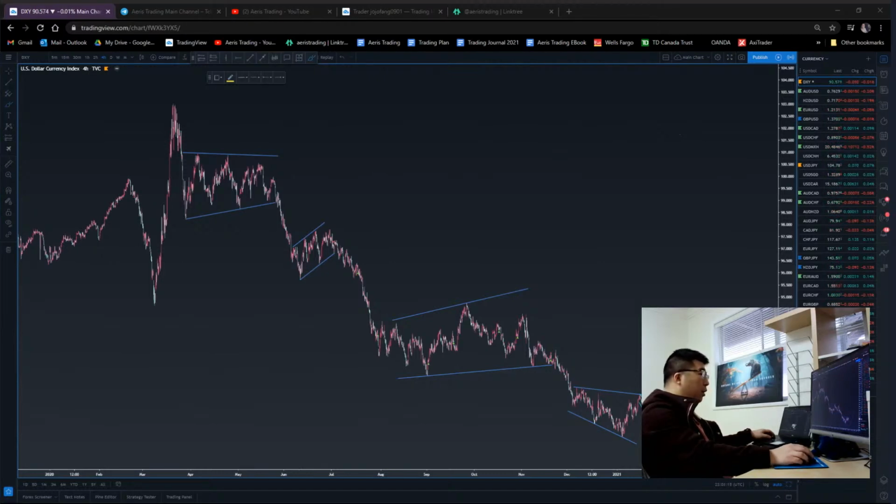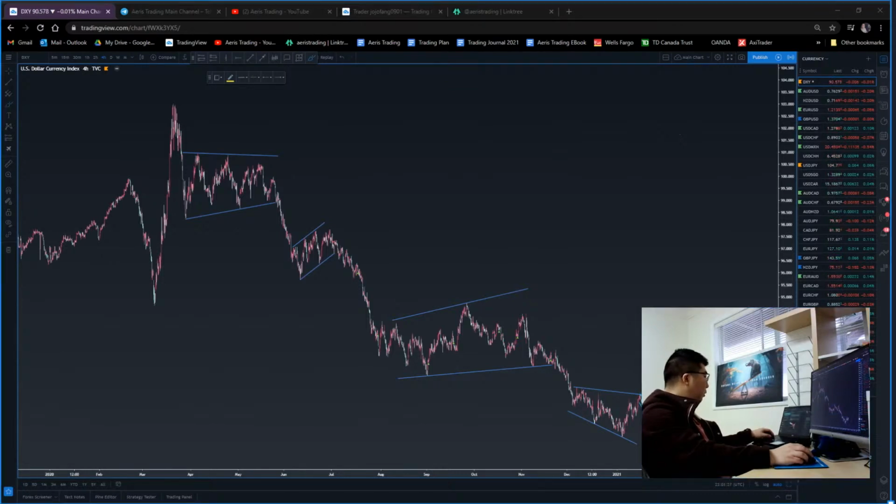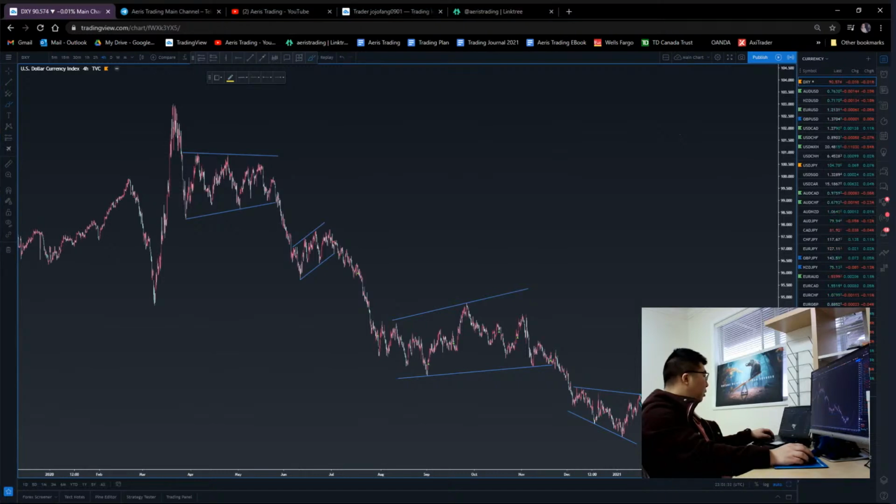I'm gonna go with currency first. Not too much on currency, so I want to go over a few that you guys asked me to go over, and take it from there, and I'll jump into other markets. Okay, so let's get started with dollar index.